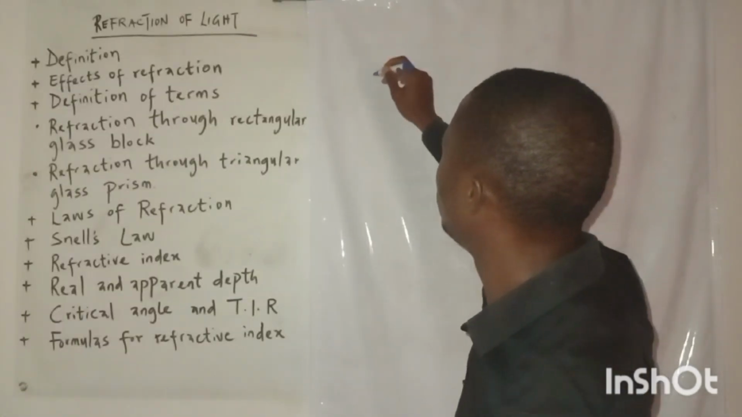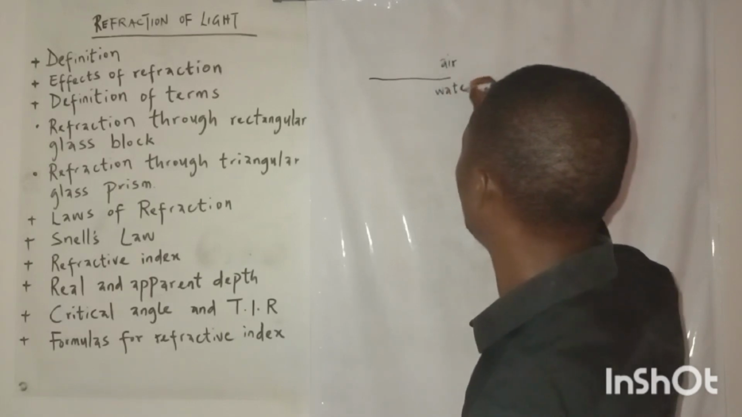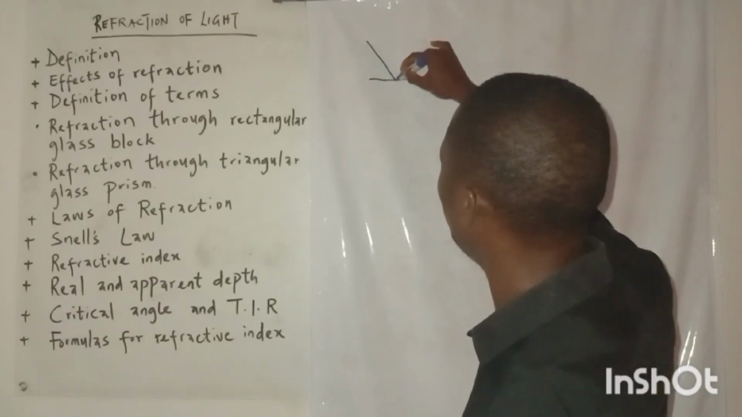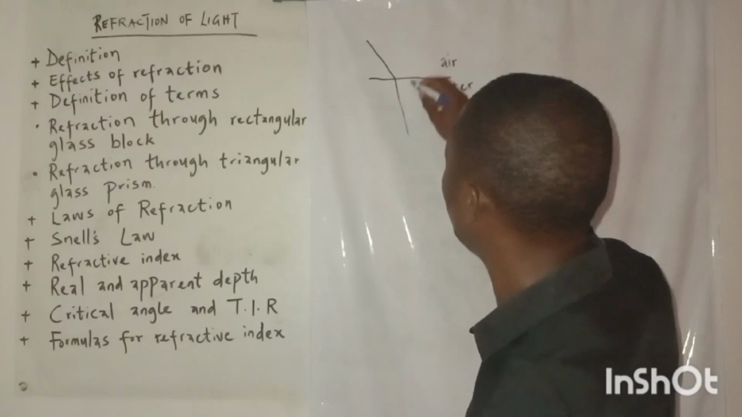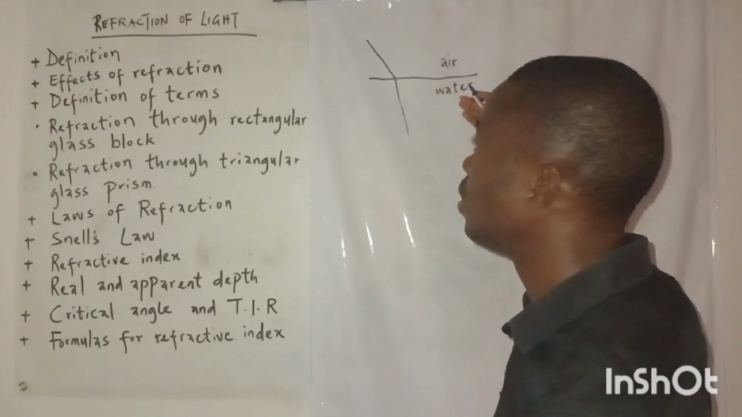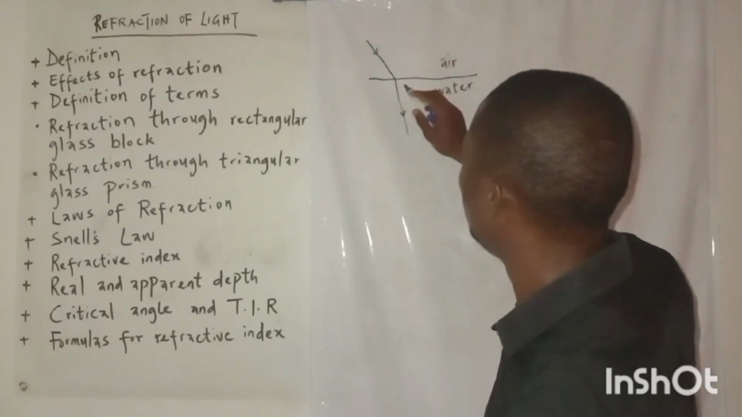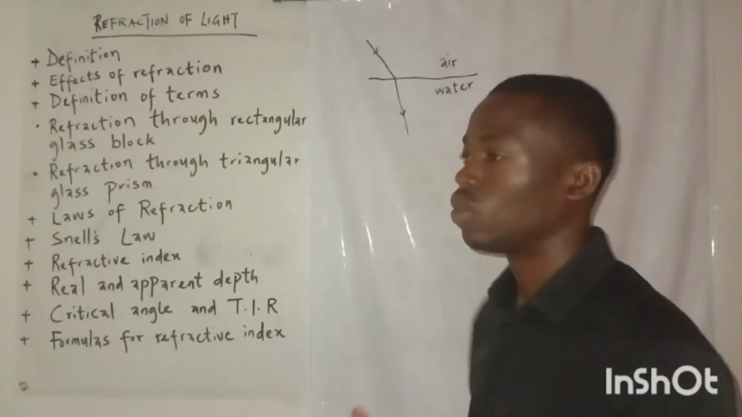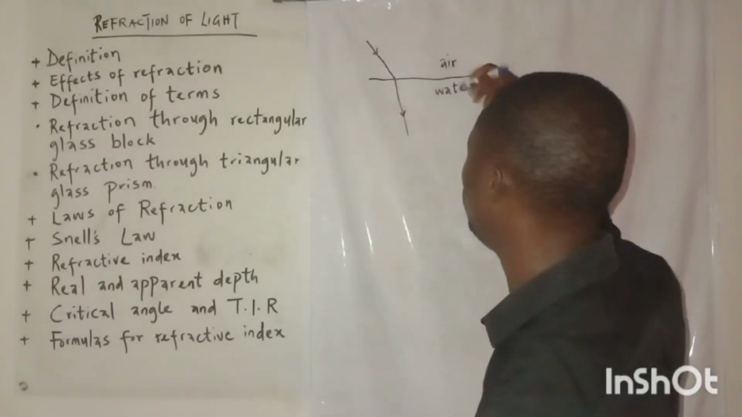Let's say you have two media. This is air and this is water. And so when light rays travel from air, as it gets to the water, it will bend. Because of the different densities, air has a different density from water. So if this is light and it is traveling, when it gets to the boundary between air and water, it will bend. And that bending is called refraction. It's the bending of light rays as it crosses the boundary between two media.